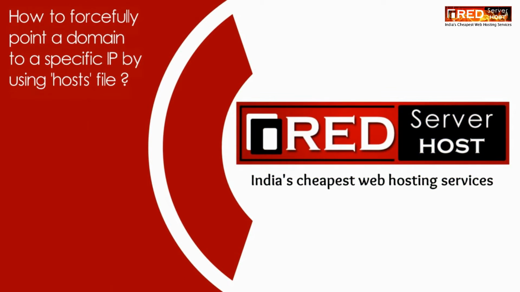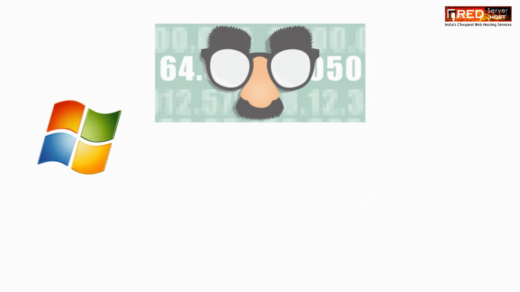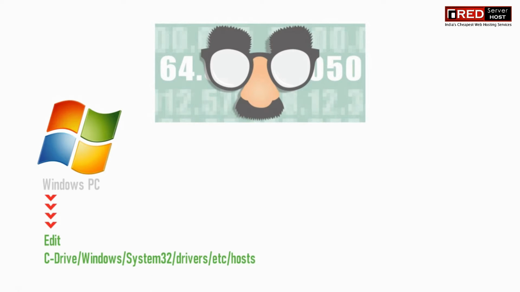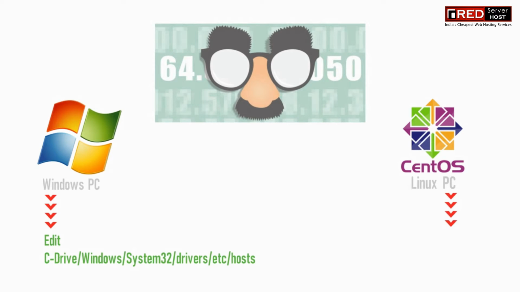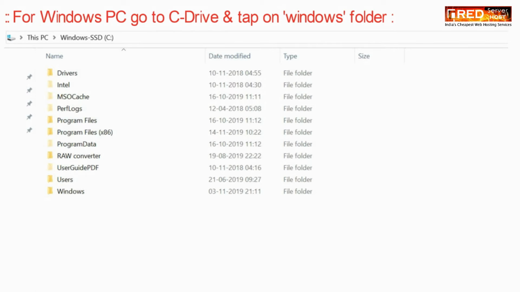Today in this video, we will learn how to forcefully point a domain to a specific IP by using the hosts file. You can do this on your Windows PC by editing the hosts file in C drive, Windows, System32, drivers, etc. For Windows PC, go to C drive and then tap on the Windows folder.